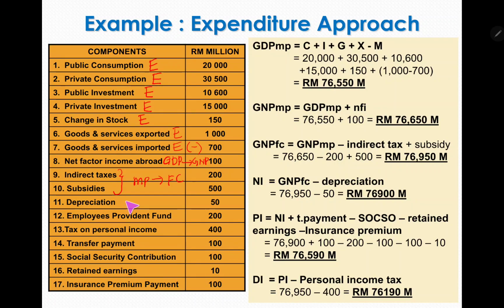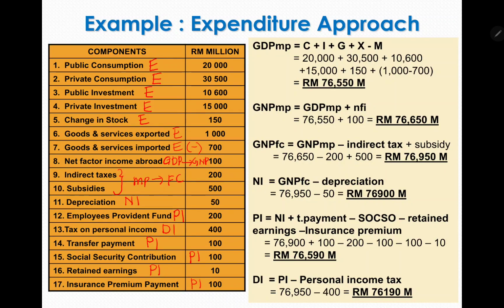When do you use depreciation? Depreciation when you want to calculate national income. Employees Provident Fund or EPF, this item comes under the formula for personal income. Tax on personal income, this one is for PPAID, personal income minus personal income tax. That one is under disposable income. Transfer payment, this one is under personal income. Then this is the only item that you plus with the national income. Social security contribution, this is also personal income. Retained earning, this is personal income. Insurance premium, this is personal income.